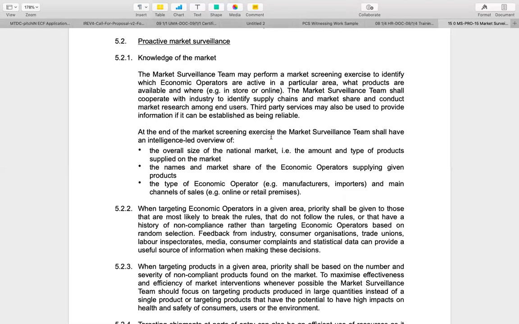At the end of the market screening exercise, the market surveillance team shall have an intelligence-led overview of the overall size of the national market, the amount and the type of products supplied in the market. We will have that data already, and the names and market share of the economic operators supplying, these are the stakeholders supplying the given products, and the type of manufacturers, importers, and main channels of sales. When we go on the market and buy the products, these are the information that we can gather as well.